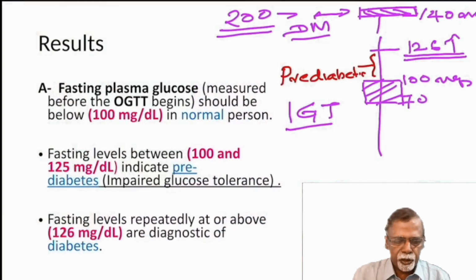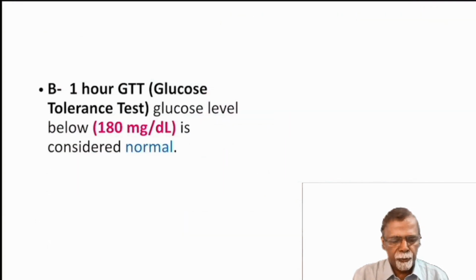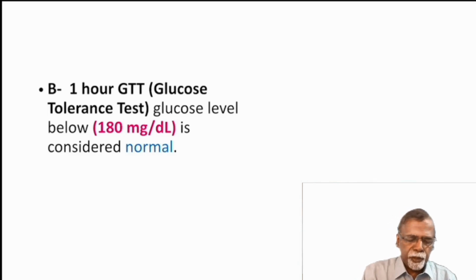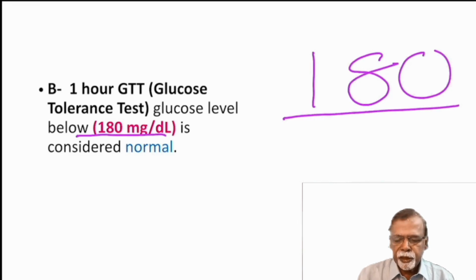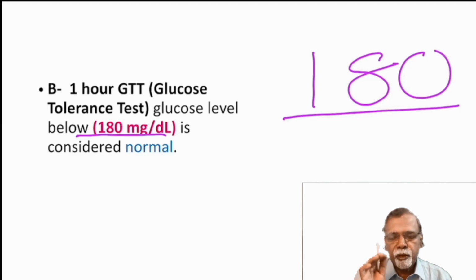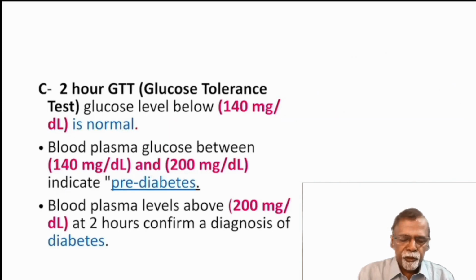Hope you understood the normal values. The 1 hour value, as mentioned earlier, should be less than 180, because 180 is the renal threshold, you know. If the blood sugar is more than 180 in a normal person, urine will contain sugar. So this is the normal 1 hour value. Usually the maximum peak of blood sugar occurs at 1 to 1.5 hours. The 2 hour sugar should be 140 milligrams.